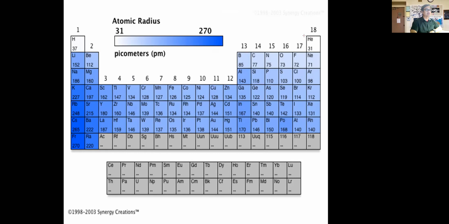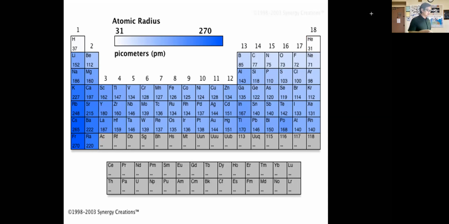The elements in the far right-hand corner here will be the smallest. The elements in the bottom left-hand corner here will be the largest. Again, with hydrogen being an exception, hydrogen should probably be over here with helium. So that's going to be the group and period trends for atomic size.